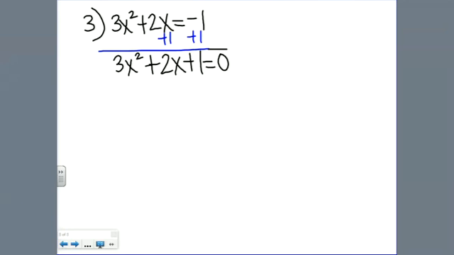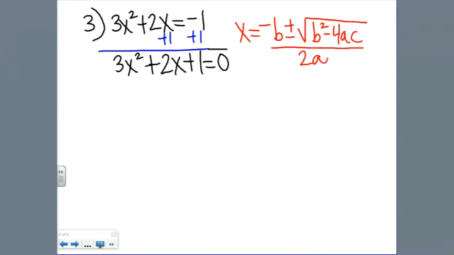The cool thing about the quadratic formula is no matter what quadratic equation is thrown at you, the quadratic formula always works. Now let's identify a, b, and c, and we'll plug those values into our quadratic formula. A is 3, B is a positive 2, and C is a positive 1.